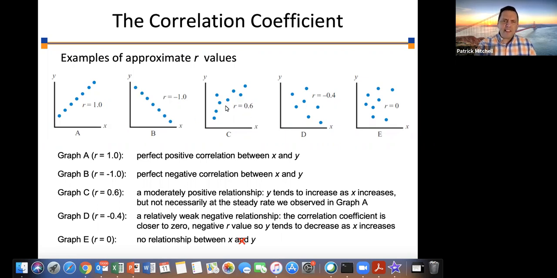An R value of 0.6 would indicate a moderately positive relationship. This one here is a relatively weak negative relationship. So you can see as we move to the right here, the points look less and less like a straight line, right? And here they're all over the place. So that R value would be close to 0.